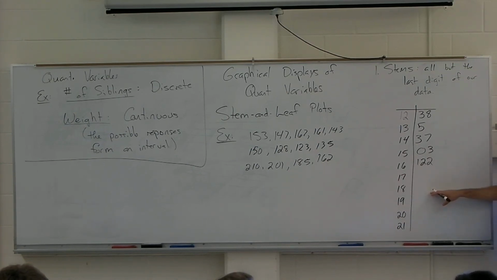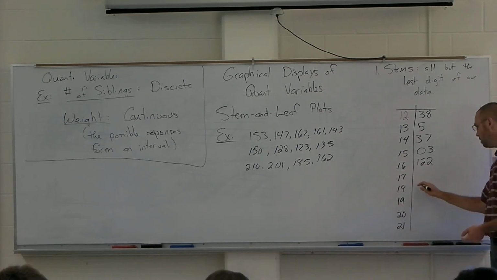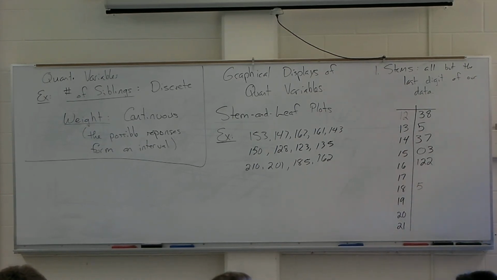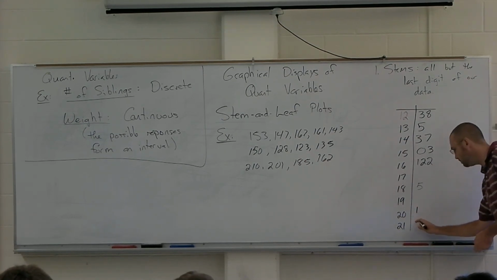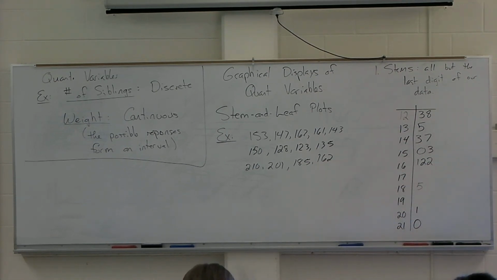Okay? How about the 180 category? 5. There's a 5 there. How about the 190 category? Nothing. The 200 category? I have a 1. And then the 210 category? I get the 0. And there we have it. This is a stem and leaf plot of this data that we have right here.